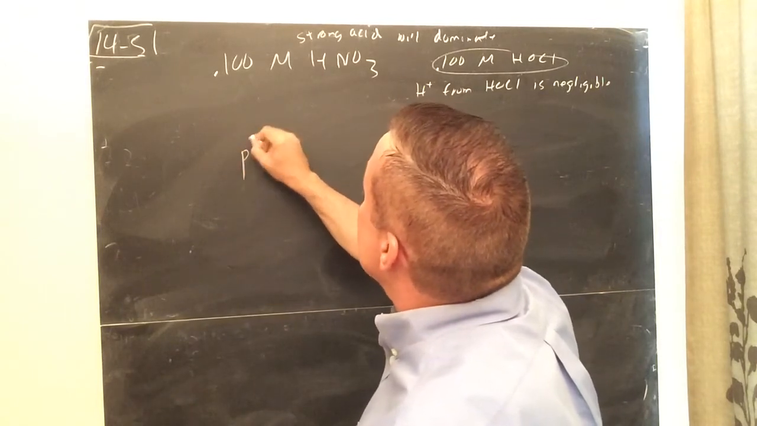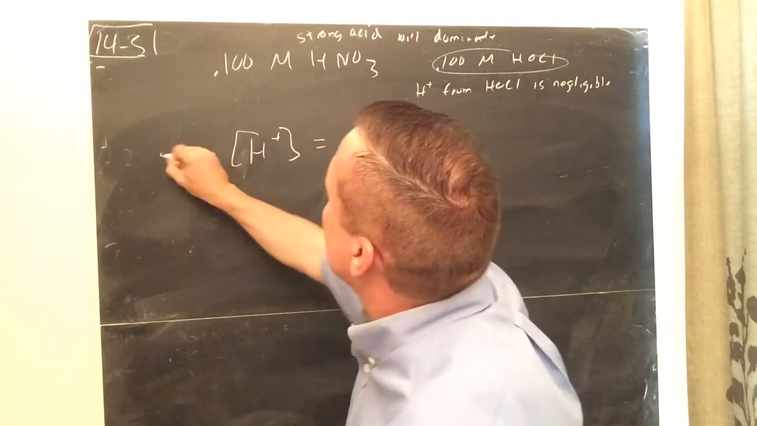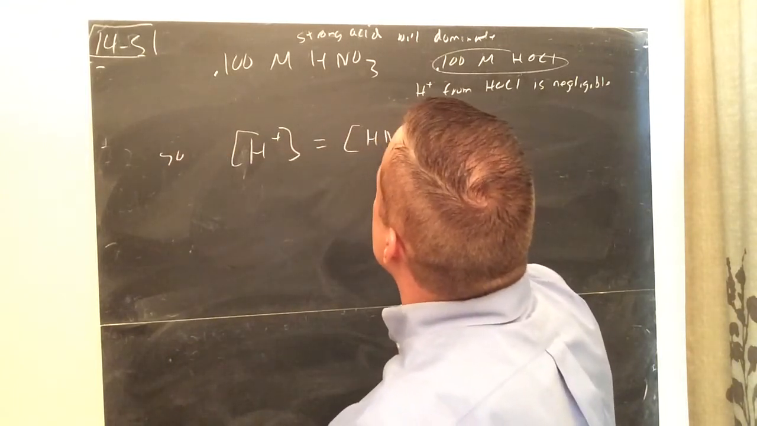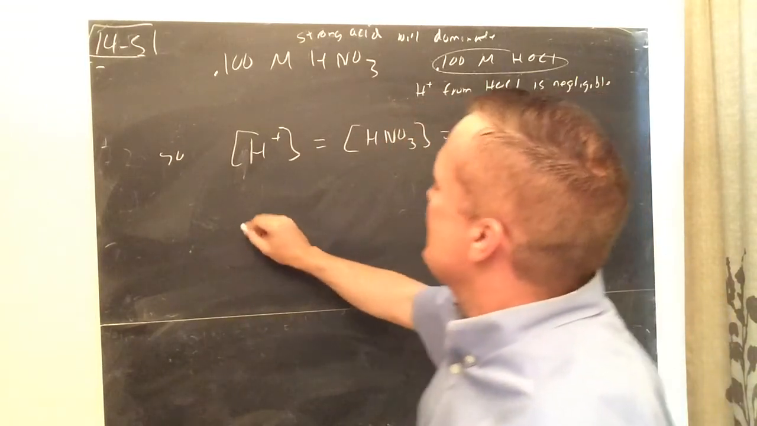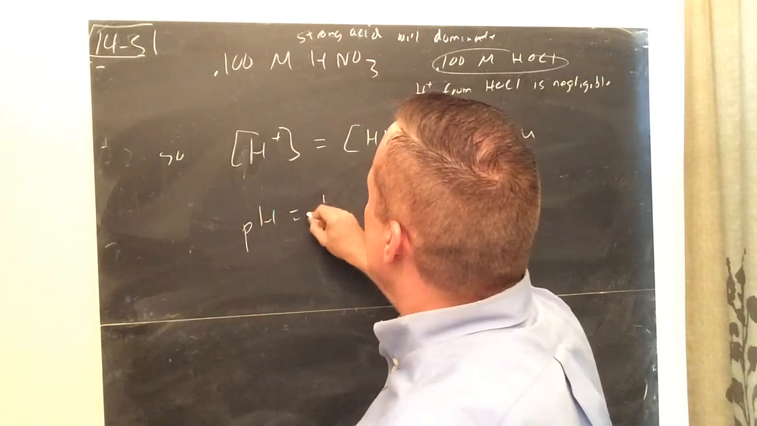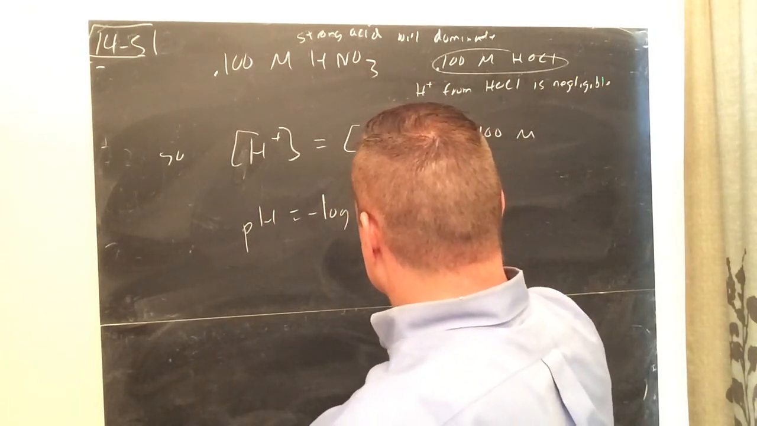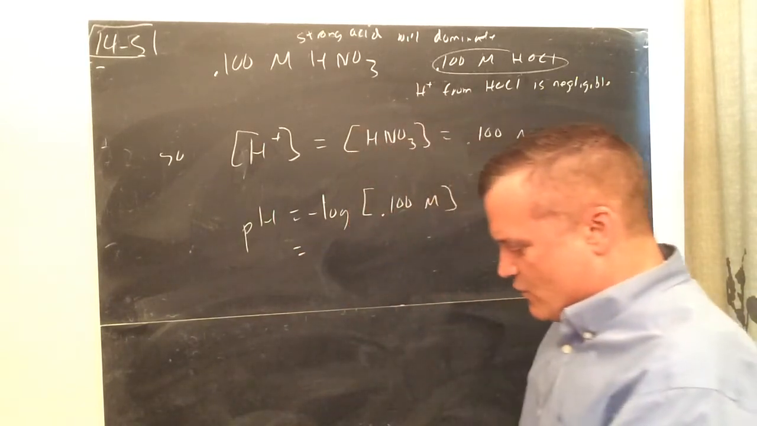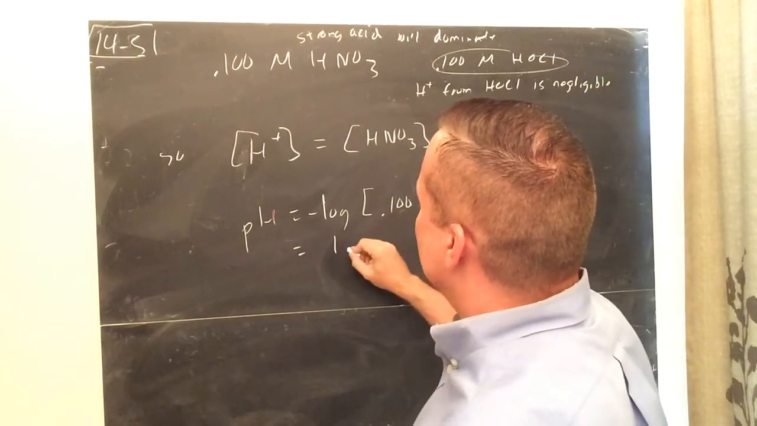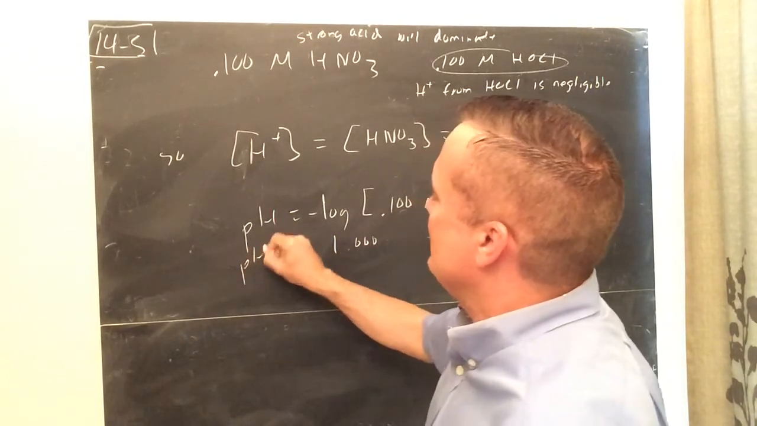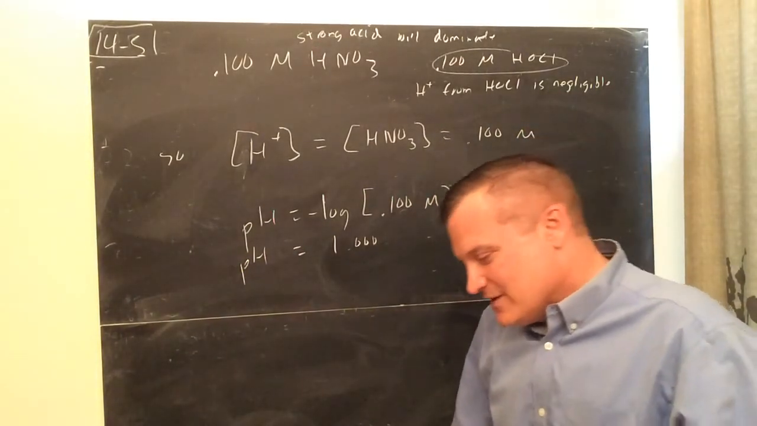Okay, so all you do is, assume H plus will equal the HNO3 molarity, which equals 0.100 molar. So pH is equal to negative log of 0.100. So it's going to be 1. Push log, and it's going to be 1, and you get to have 3 sig figs, 1.000. Very acidic. 1 on the pH scale. All right, that's all you have to do.